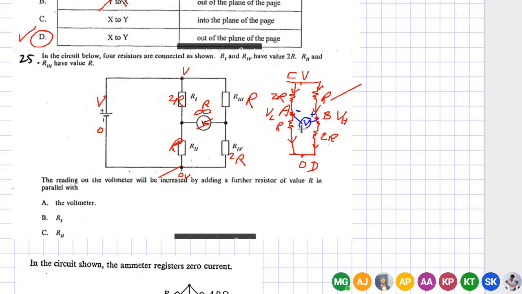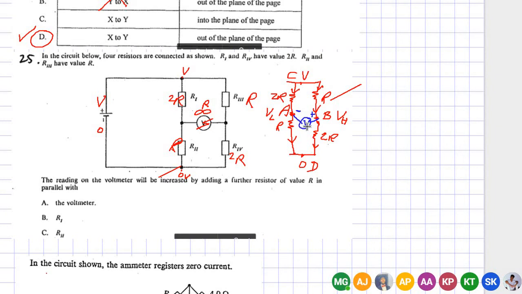Okay. Now if we connect a resistor across B to A, then current will start flowing from B to A through that resistance and the potential difference will reduce because the effective resistance will reduce.